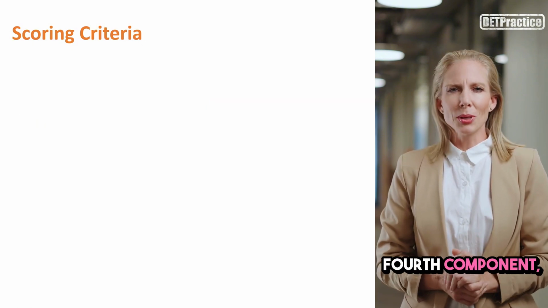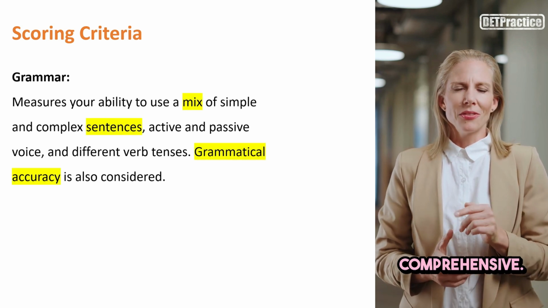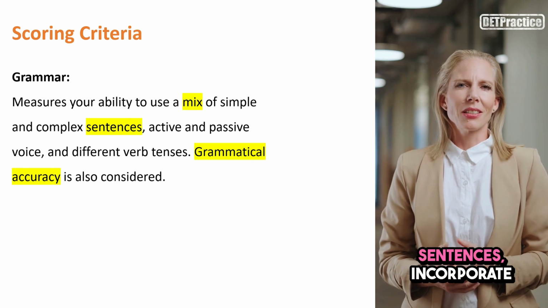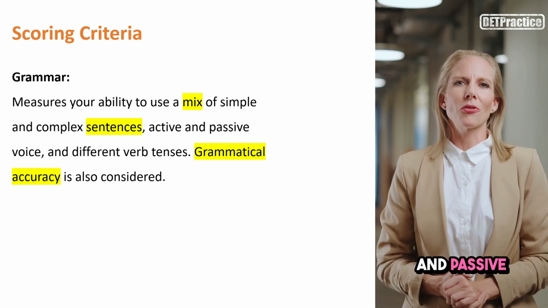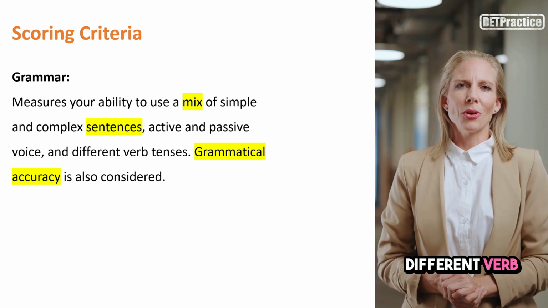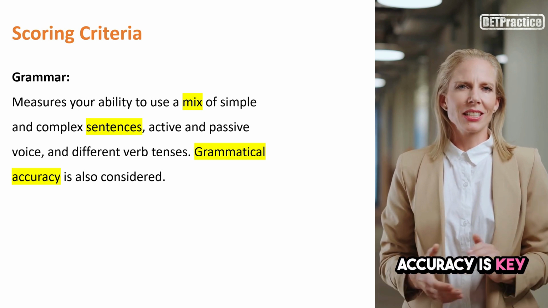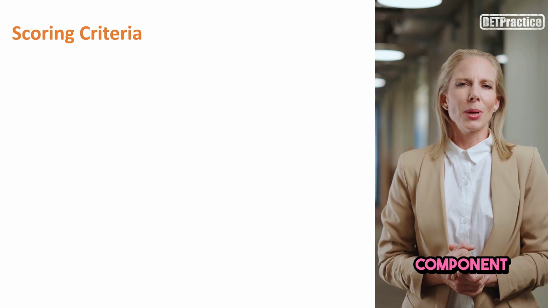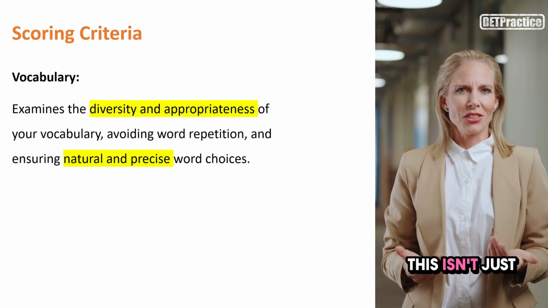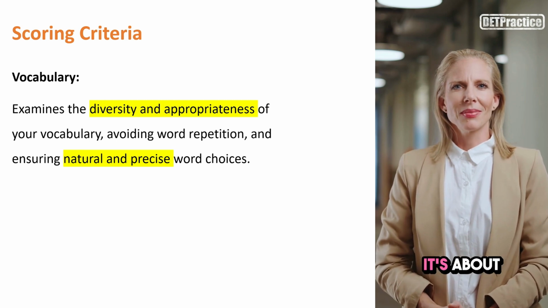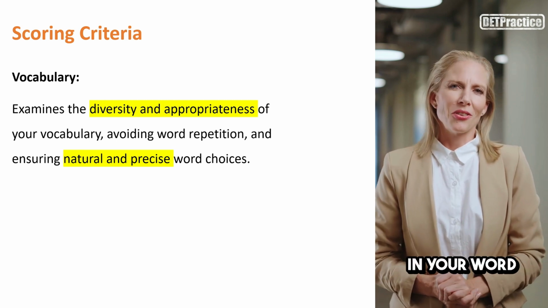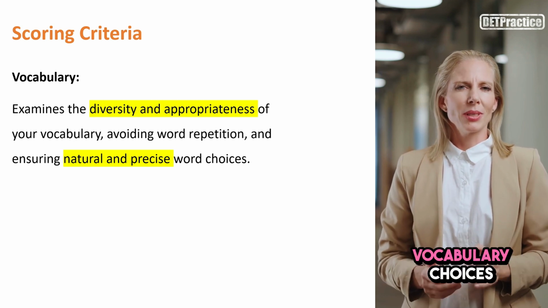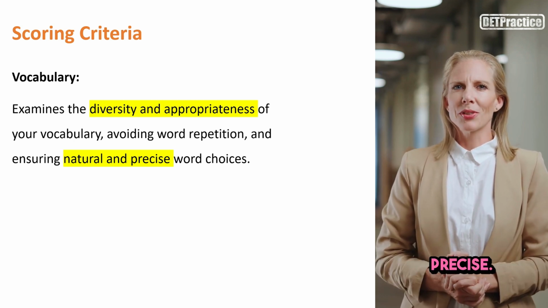Grammar is the fourth component, and it's quite comprehensive. You need to demonstrate your ability to use both simple and complex sentences, incorporate active and passive voice, and correctly use different verb tenses. Accuracy is key here. Small mistakes can add up. The fifth component is vocabulary. This isn't just about using big words. It's about showing range and appropriateness in your word choices. You should aim to avoid repetition and ensure your vocabulary choices feel natural and precise.